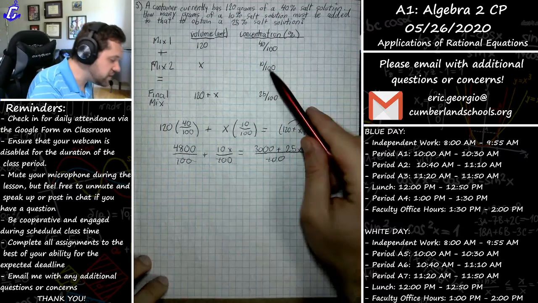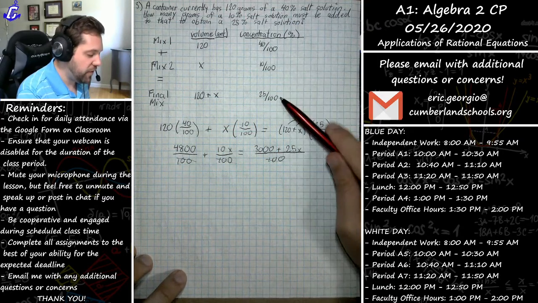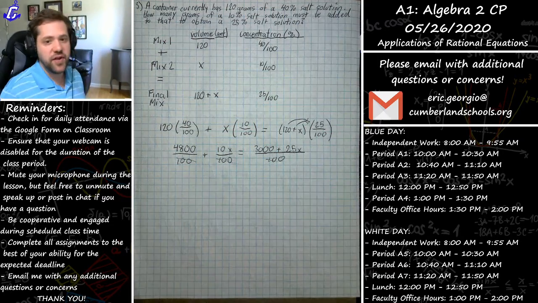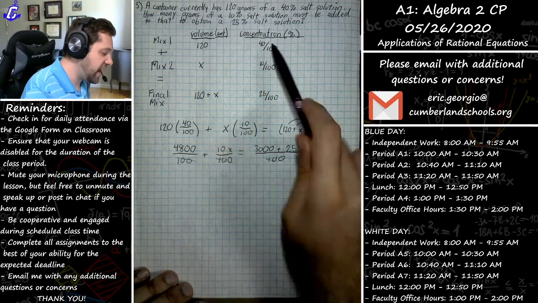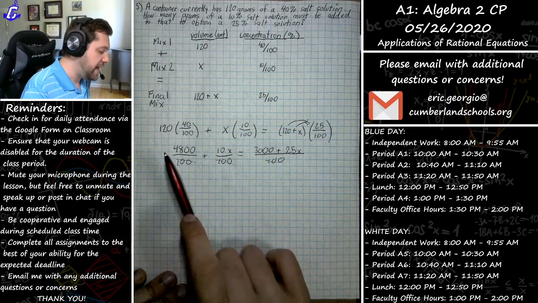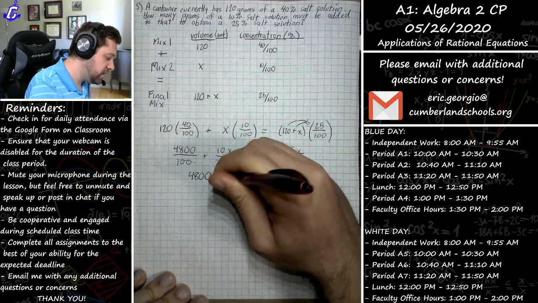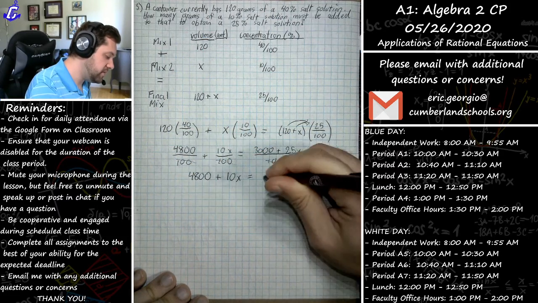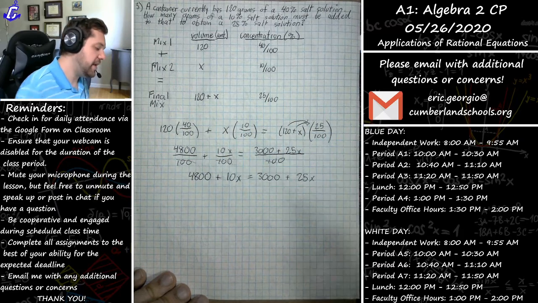If you reduced, think if you made this 4 out of 10 or 2 out of 5, and you made this 1 out of 4 and made this 1 out of 10, well, now you'd have to find your least common denominator all over again. So by leaving everything out of 100, it prevents that from having to occur. Now you're just left with an Algebra 1 problem where you'd say 4,800 plus 10x equals 3,000 plus 25x. And now you can solve from there.